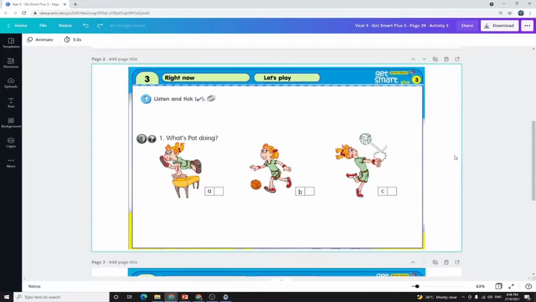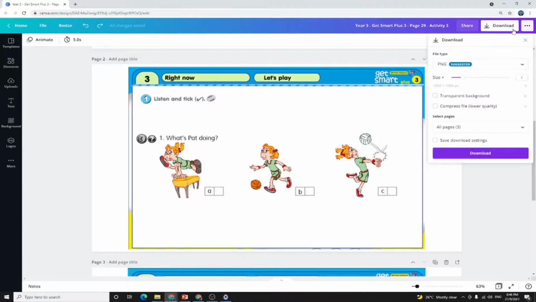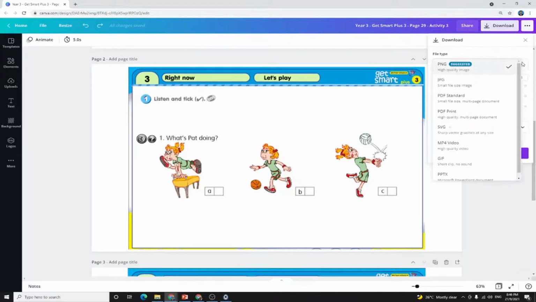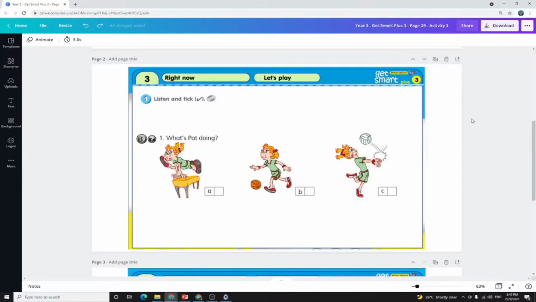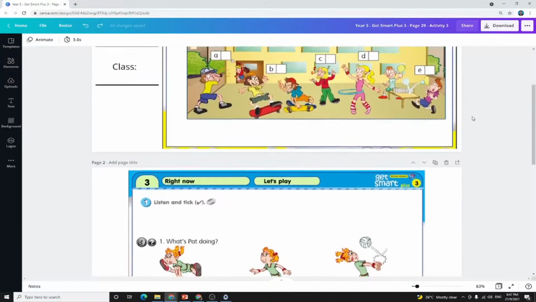Once you are done, for example, if you are using the Canva application, you can download the file by choosing the PDF standard format. Choose the PDF standard format. Like I said, if you are not using the Canva application, it's not a problem. You can use any other editing application as long as you do this task.